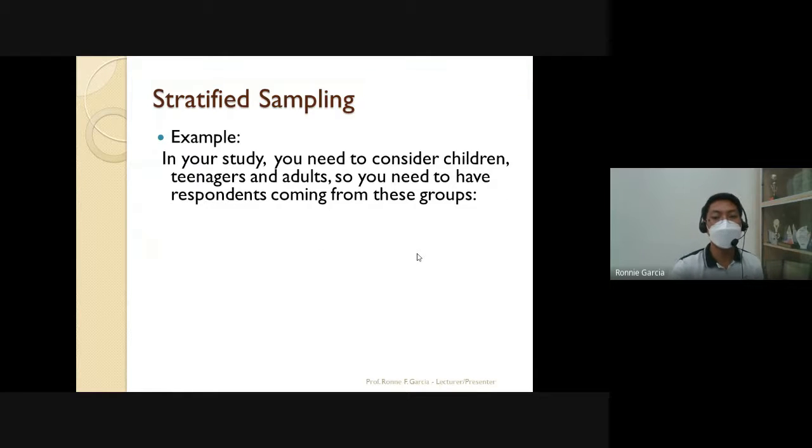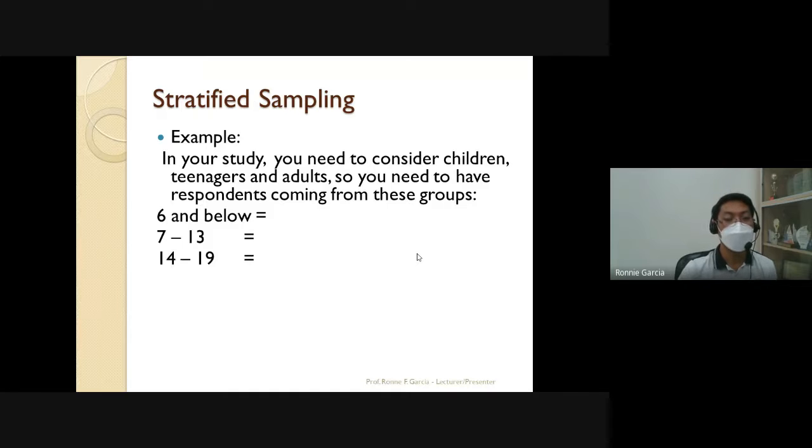For example, in your study, you need to consider children. So the children are a different group. Teenagers are included as well as adults. So you need to have respondents coming from, so there should be respondents aged 6 and below, 7 to 13, 14 to 19 years old, 20 to 25, 30 to 35, 36 to 40, and 41 and above.